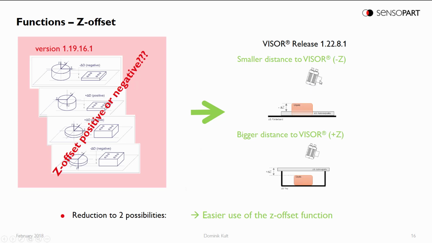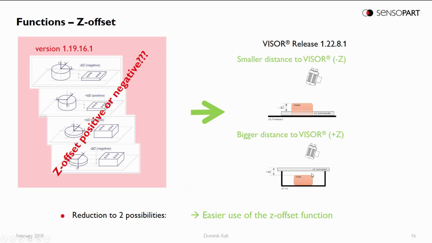The first situation is you have a calibration plate, for example, on your conveyor belt, and your object is higher than your calibration plate. That means the distance to the VISOR becomes smaller. That means you have a negative set offset. So the distance to the VISOR is smaller, minus set.